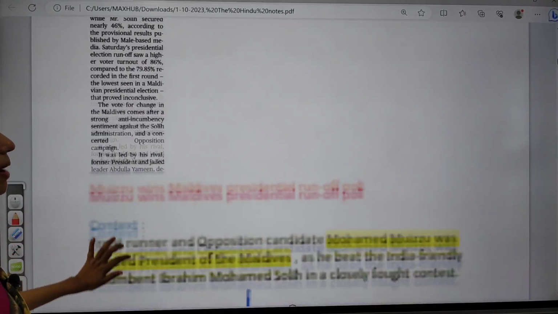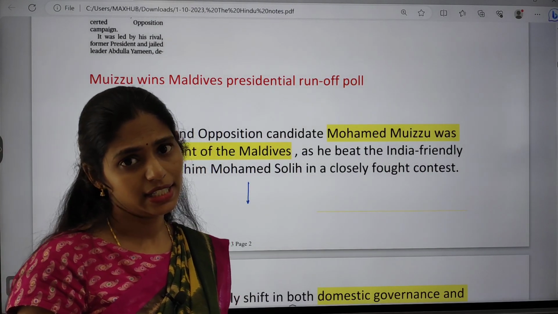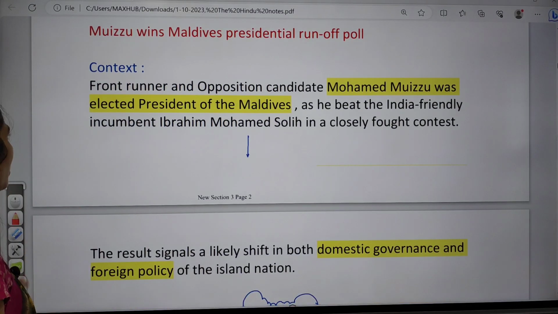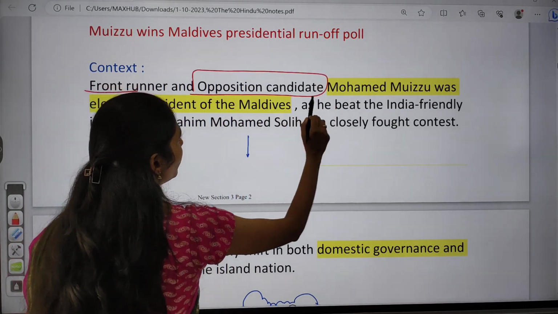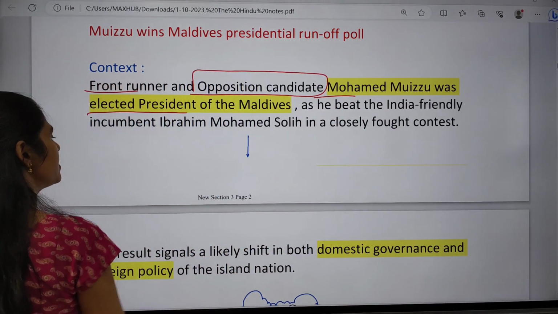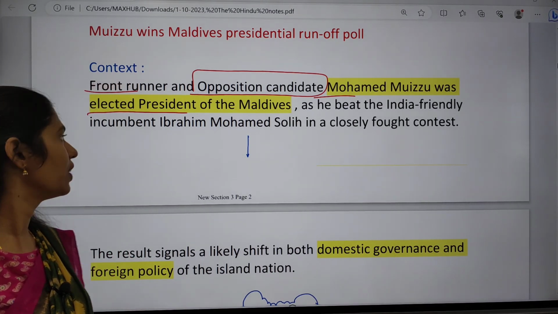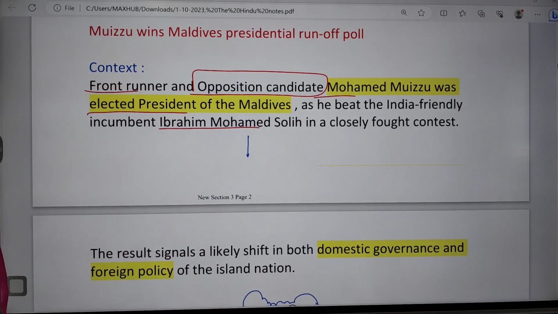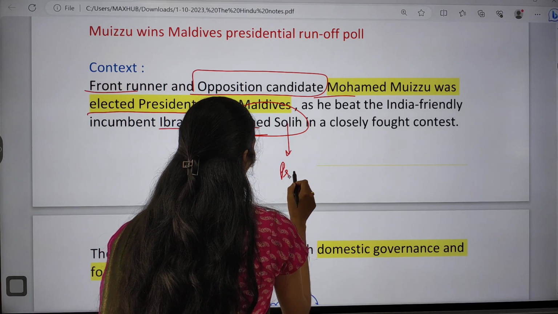It is about India-Maldives relations. As I said, this topic is important from the international relations perspective. The context says that the front runner and opposition candidate, Mohammad Muizzu, was elected president of Maldives. He beat India's friend Ibrahim Mohammed Solih. Earlier we had the Solih government, and Solih is pro-India.